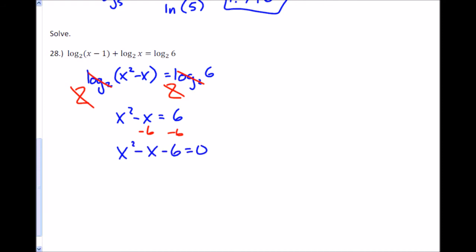And now solving a quadratic, there's a couple methods I can use for that. The first of which is always factoring. So I'm going to check factoring. I build a bridge, that's a -6. The two numbers are a -3 and a +2. So this factors into an x minus 3 and an x plus 2.